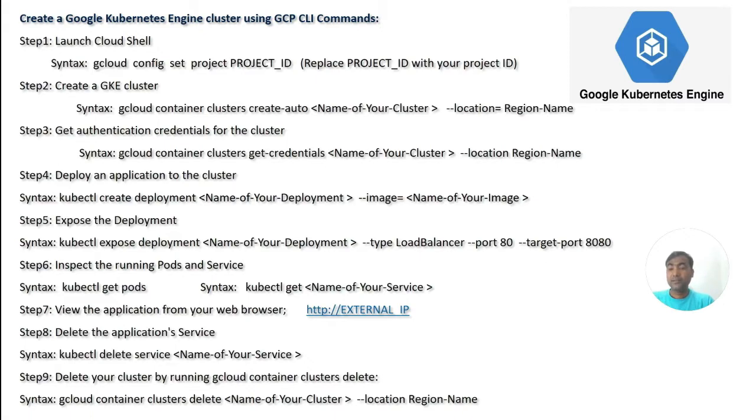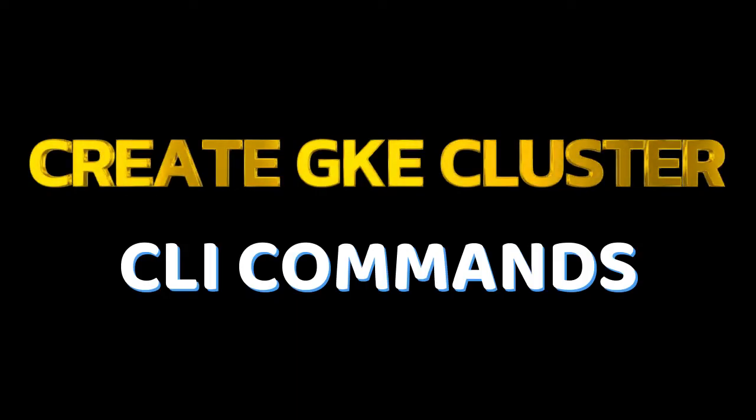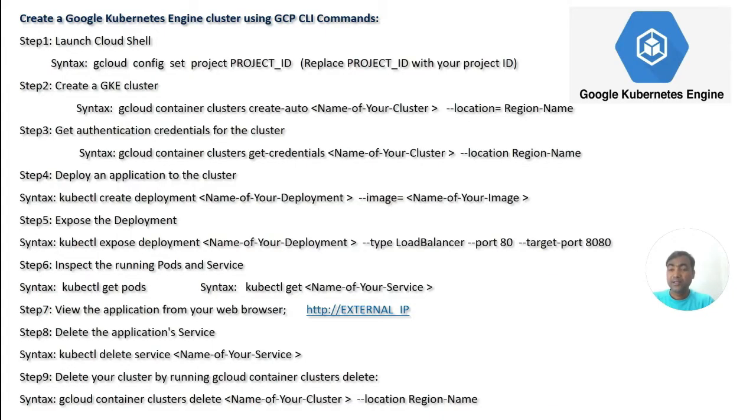As you can see here, in the second step, you can create a GKE cluster using the GCP CLI command as I mentioned here. This is the syntax to create a new GKE cluster, and based on your requirement, you can change your cluster name and change your region name.